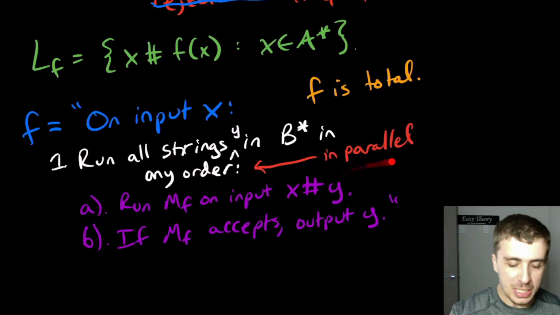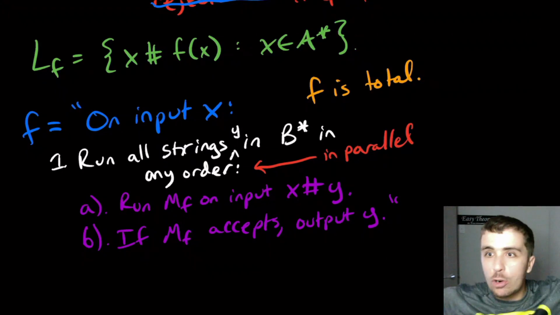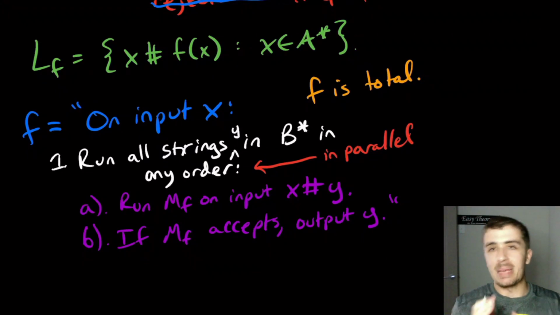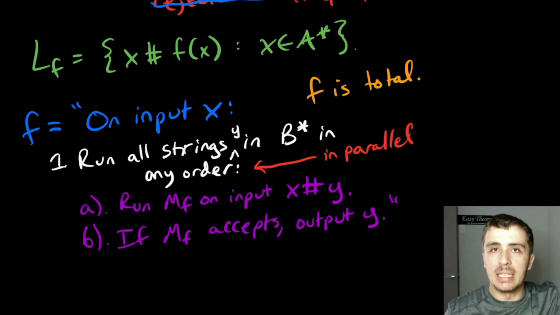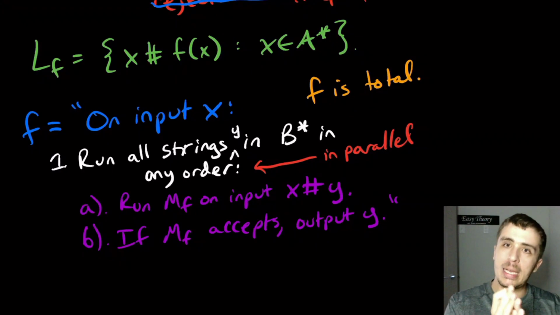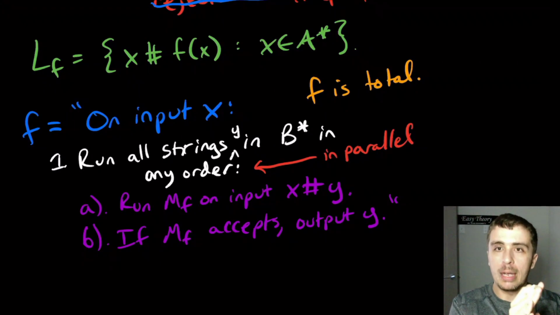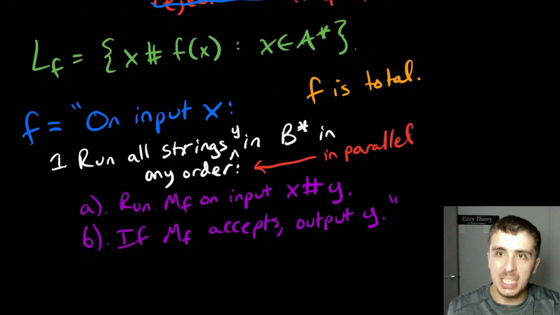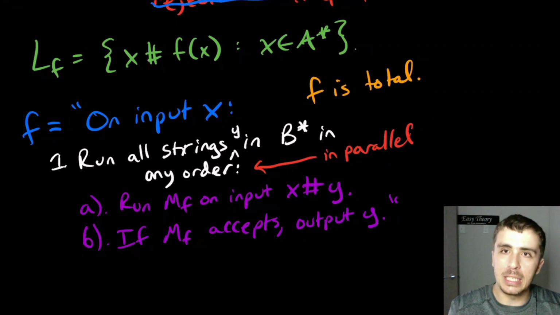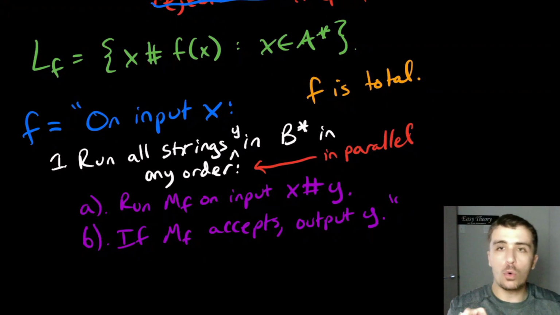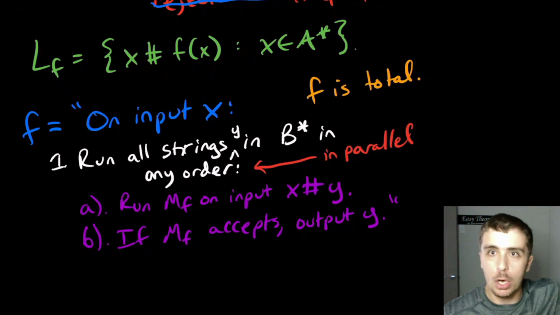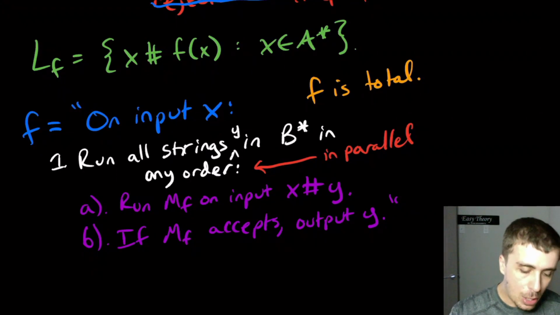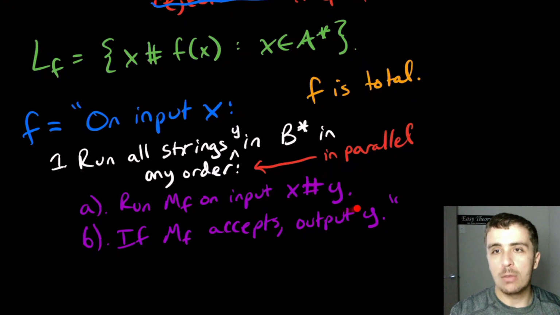And if you've never seen in parallel before, I don't mean literally all at once, because that means we have to check infinitely many strings at the exact same time, which is obviously impossible. What you do is you run the first string for one step, then you run the first two strings for 2 steps, then the first 3 strings for 3 steps, first 4 strings for 4 steps, and just keep going up. By the same logic we had before, there's exactly one string y that we're going to eventually find.